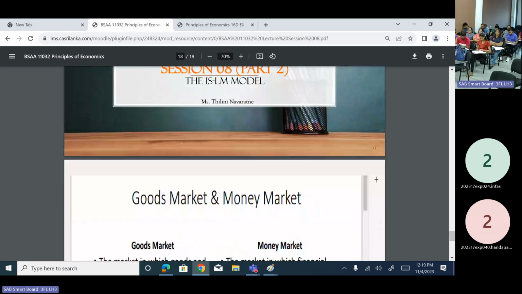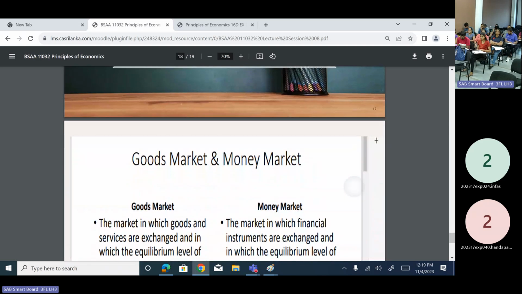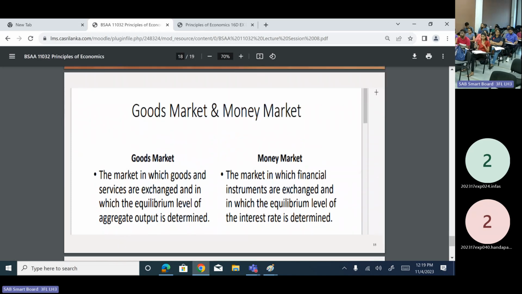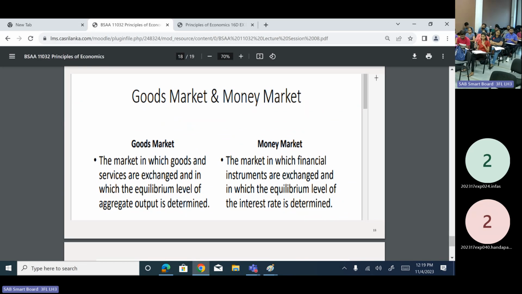We also have a model called the ISLM model. You might have heard of it, you might not have. I'm giving you the model as it is. This ISLM model combines the goods market and the money market. Do you remember we did the circular flow of income? In that we had the real goods moving and we had money moving. That real goods movement is in the goods market, and that money movement is in the money market.